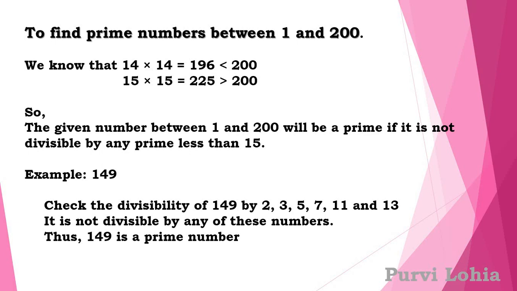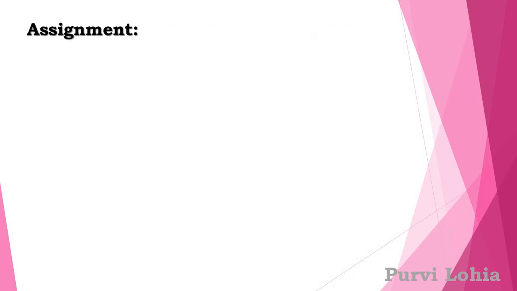If for example you have to find any prime number between 1 and 400, you will find a perfect square which is just greater than 400 or which is equal to 400. Like for example 20 into 20 is 400, so you will consider the number 20. So any prime number less than 20, if the given number between 1 and 400 is not divisible by any prime less than 20, then it is a prime number. Understood? Now let's come to the assignment.